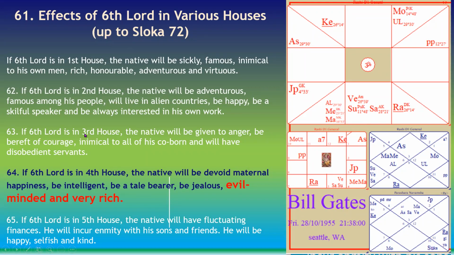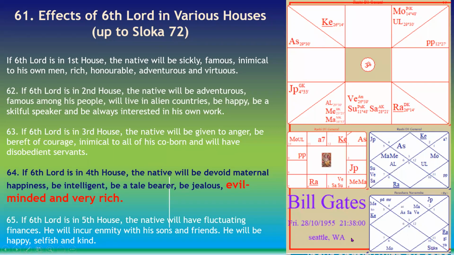Now, the sixth lord in the third house: the native will be given to anger, be bereft of courage, inimical to all his co-born, and will have disobedient servants. Okay. Now, co-borns, the third house we know is the house of co-borns, so it is going to be a problem. Let's move to the next. The sixth lord is in the fourth. The native will be devoid of maternal happiness, be intelligent, be a talebearer, be jealous, evil minded, and very rich.